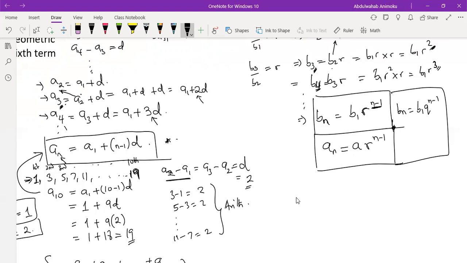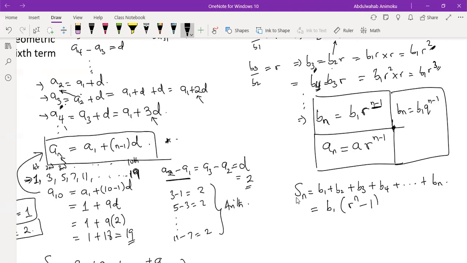Now what about the sum of the first n terms, which means, just like the previous example in arithmetic sequence, let's say I am adding the first n terms together. What is the formula for this? It turns out that the formula is this: b1 multiplied by what?